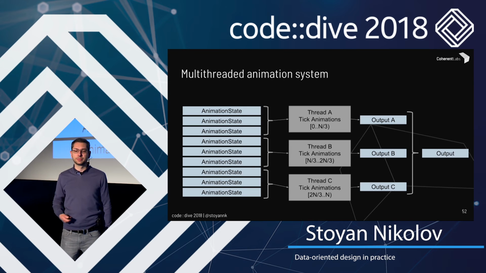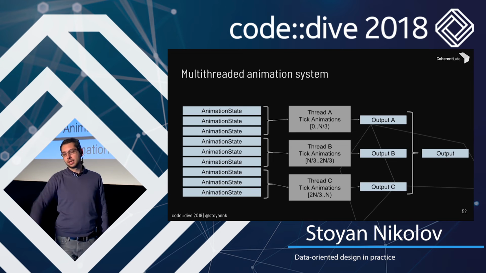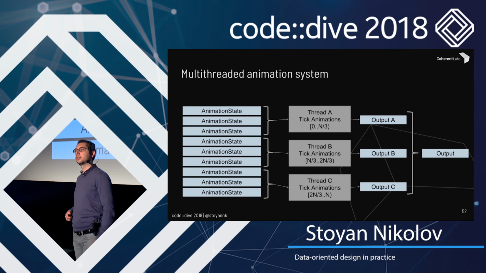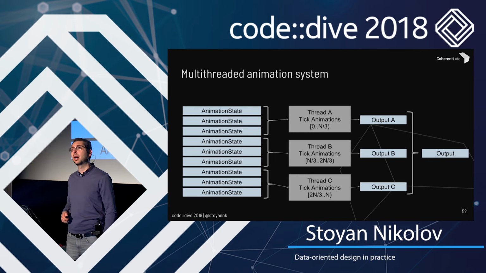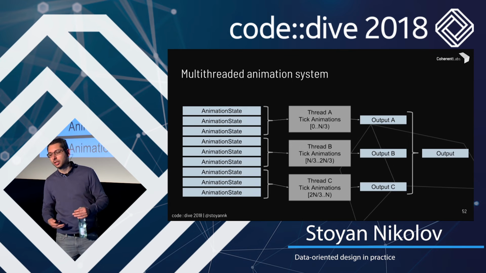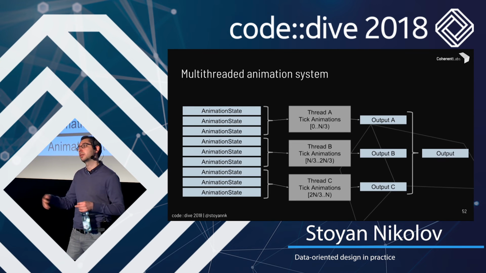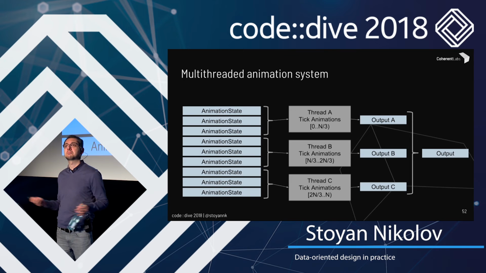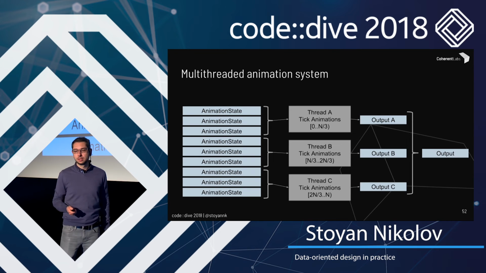We have a bunch of states. We can send, let's say, a third to core 1, a third to core 2, and the third part to core 3. And they do the animation logic. Each one of them outputs its own array. And in the end, we can just merge the arrays. Extremely simple and efficient.